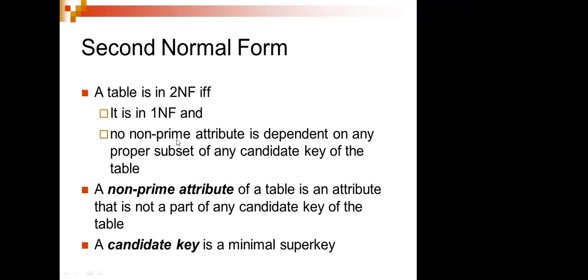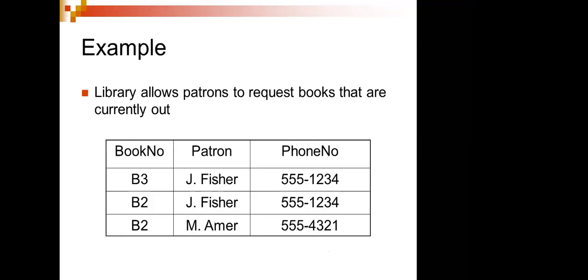So in the second normal form, you have to identify such keys. Here you can see one example: book number, pattern, phone number. Book number is important. Phone number is also important. So phone number and book number are the super keys. Book number, pattern, phone number are the candidate keys. Book number is the primary key.